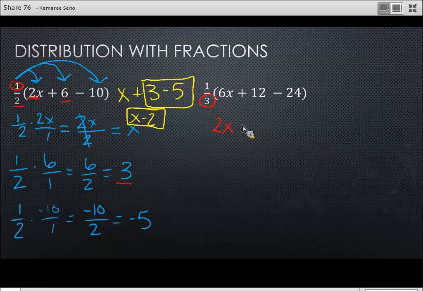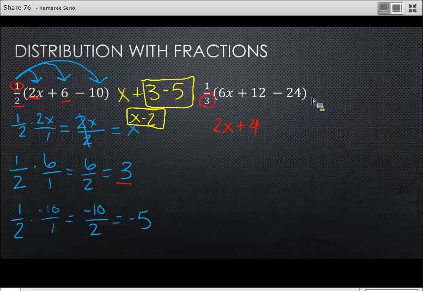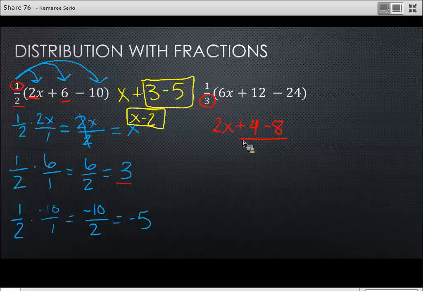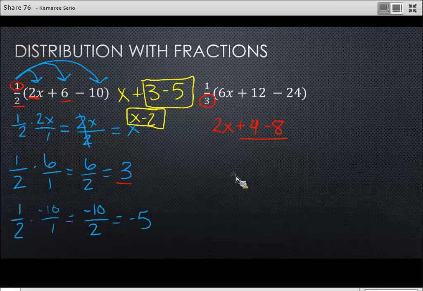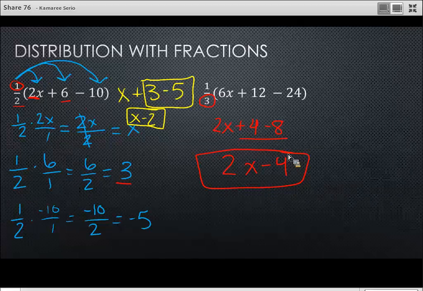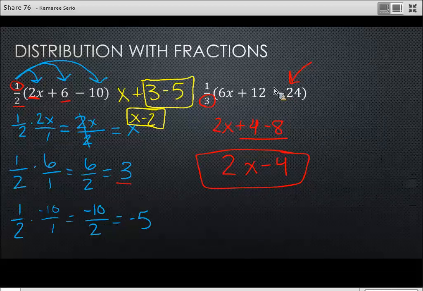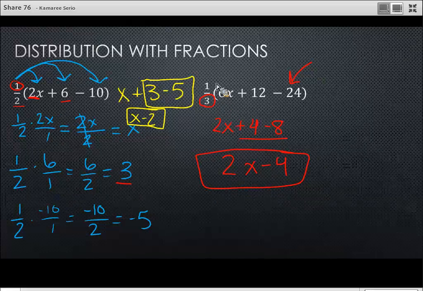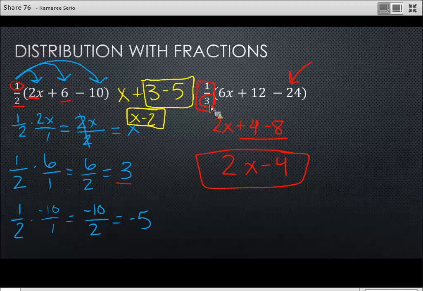12 divided by 3 is 4. 24 divided by 3 is 8. And then again, I can combine my like terms. So I would have 2x minus 4. Now, if what I did here was confusing or you don't understand why, then you can type in 1/3 into your calculator and multiply it by 6. You have to do the actual fraction. Do not change this to a decimal because 1/3 doesn't end. It goes on forever, so you have to use this as a fraction.